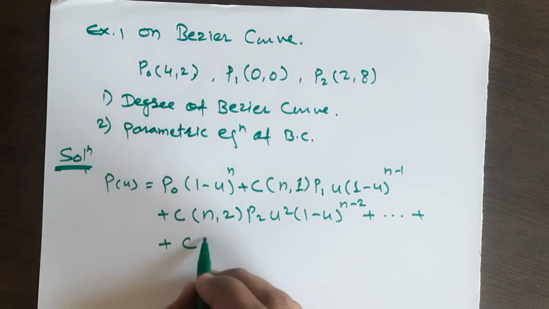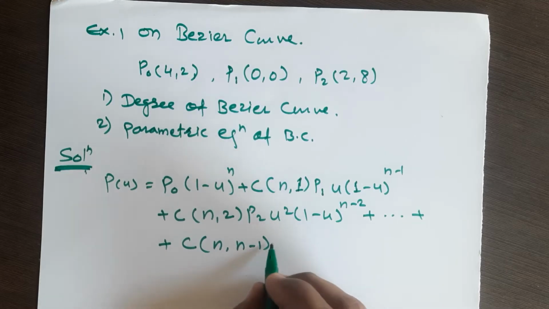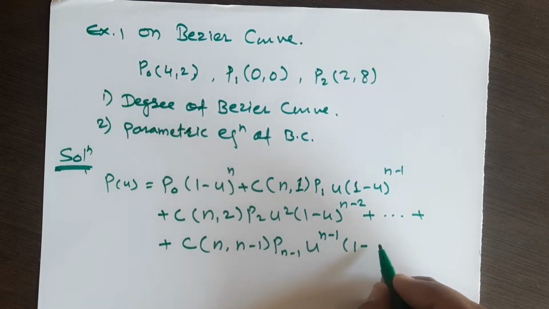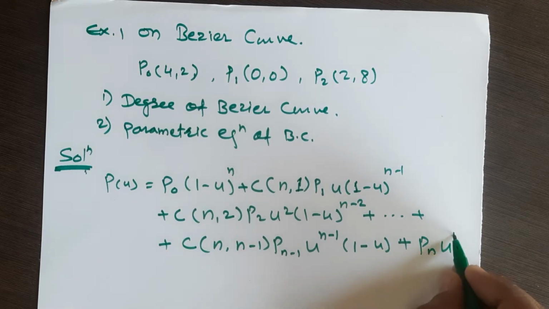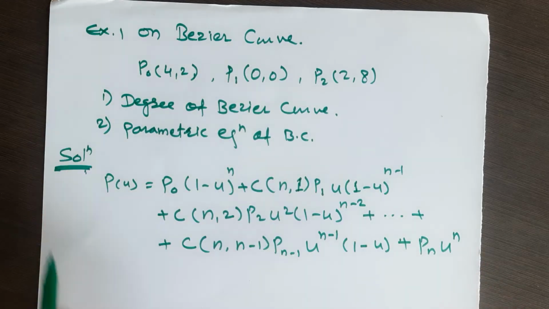In the last, plus C(n, n minus 1) P(n minus 1) u raised to n minus 1 (1 minus u), plus Pn u raised to n. Okay, so this is the general form. The equation is very lengthy.